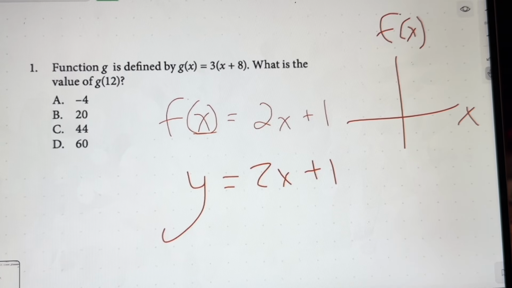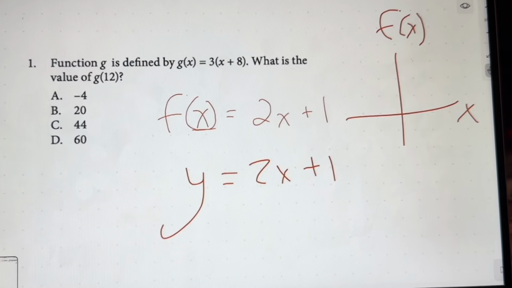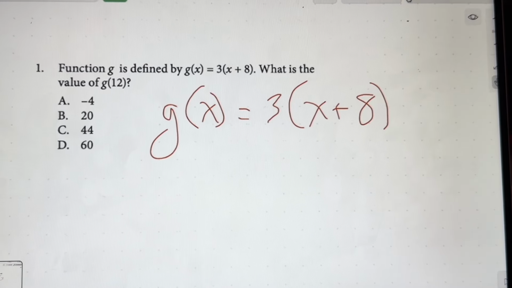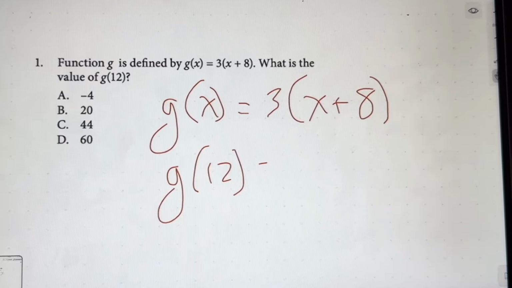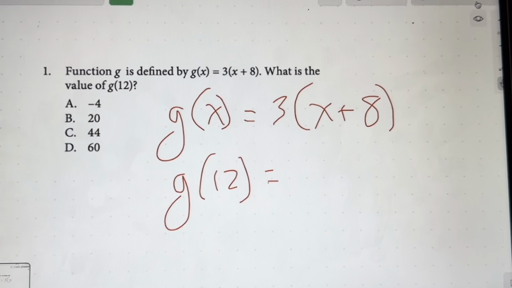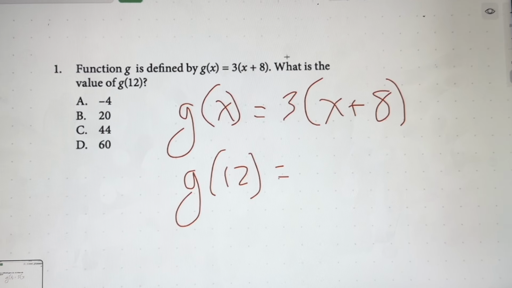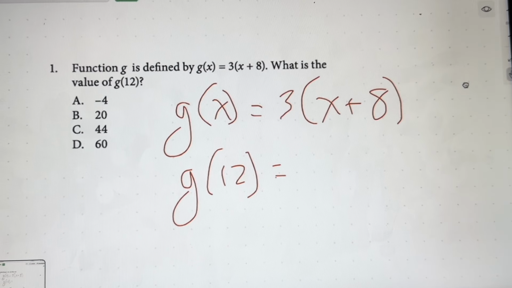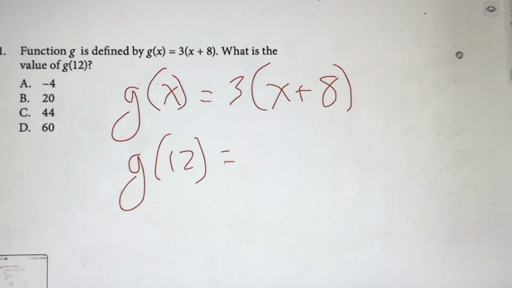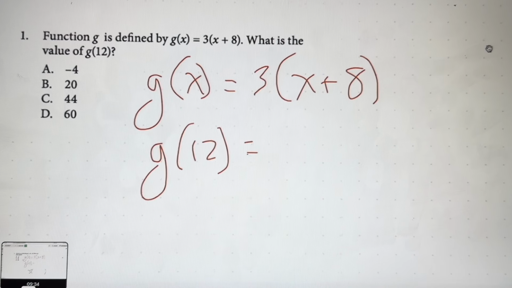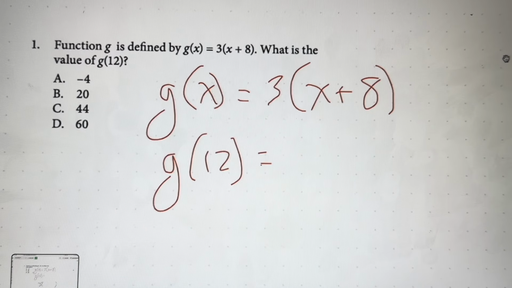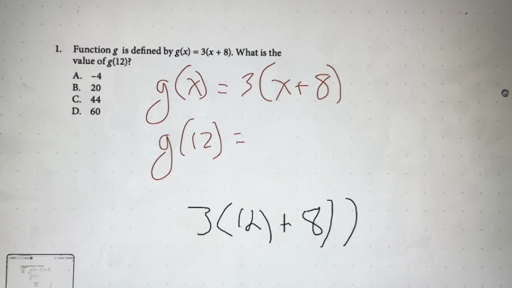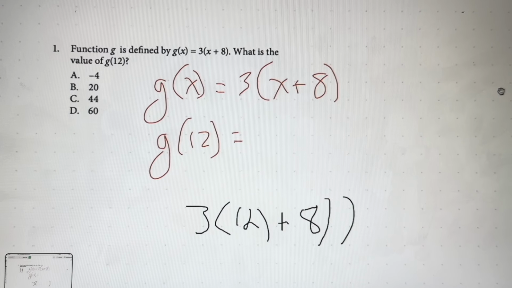So like, 3 times x plus 8, what is g of 12? It's the exact same thing we've been doing. What do we do? I think you just said it. We just put 12 in. So 3 times 12, but in parentheses, right? That's better.